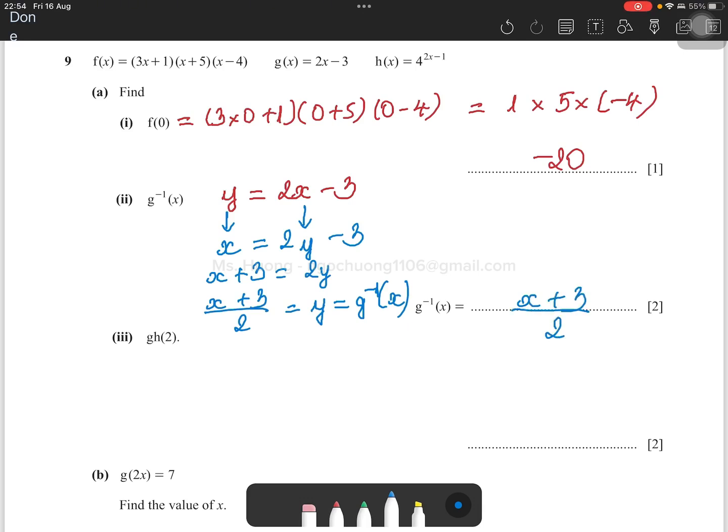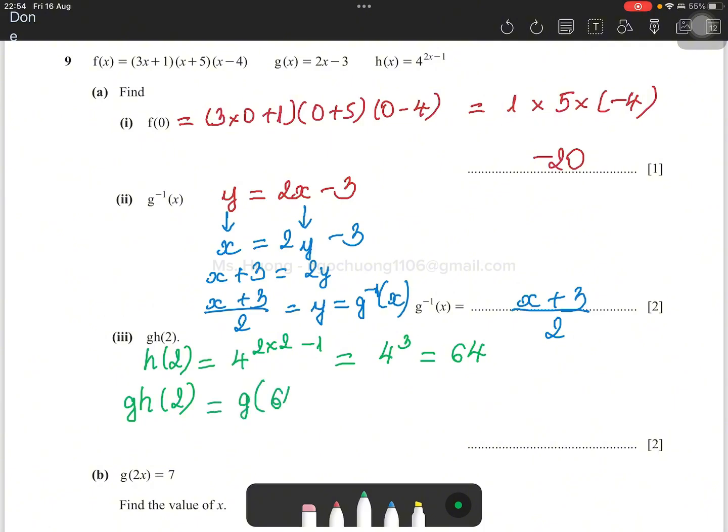Number 3. Find g of h of 2. First, h of 2 means 4 to the power of 2 times 2 minus 1. We substitute into h of x. So this is 4 to the power of 4 minus 1, which is 4 to the power of 3, equals 64. Then g of h of 2 means g of 64. Now we substitute 64 into g of x. 2 times 64 minus 3 is 125.